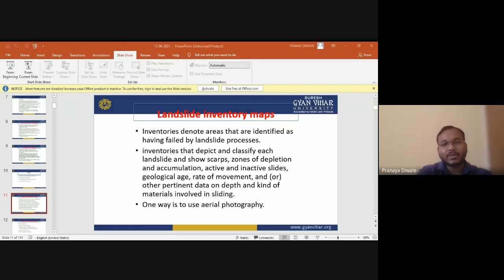So you have a slope movement sensor. A slope movement sensor shows you the different kinds of rain gauges and batteries, and how all this instrumentation is working. You have geocones which measure activity along the surface.